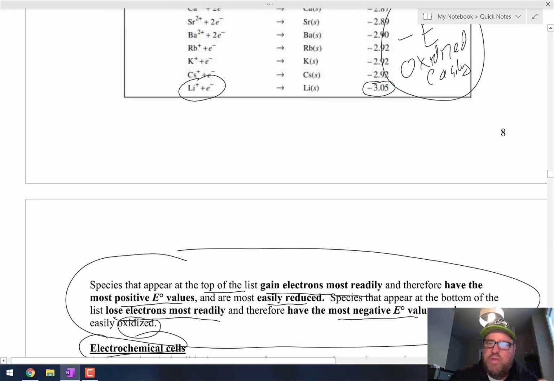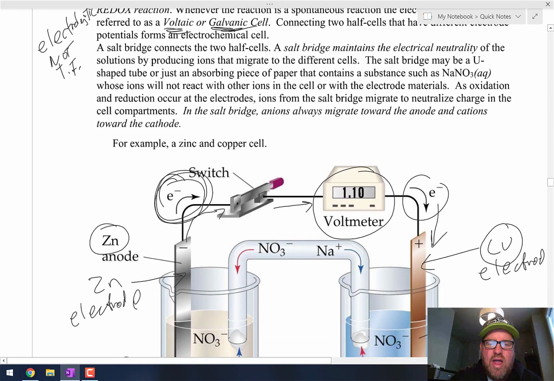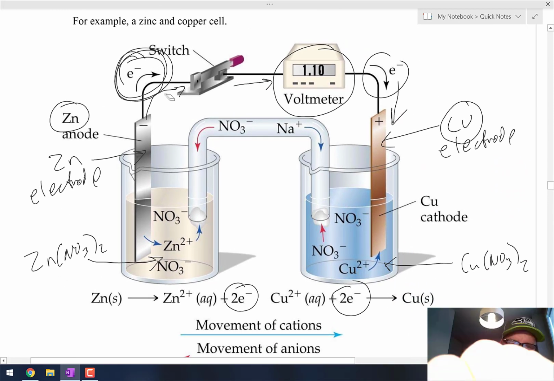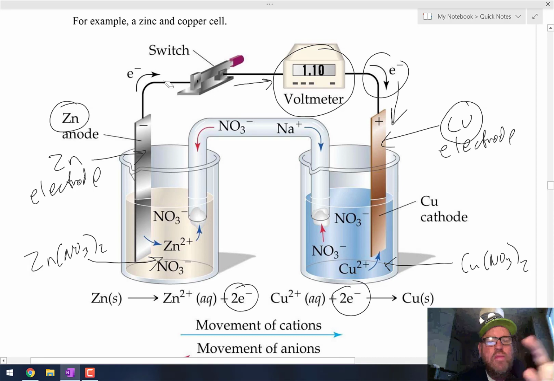There are lots of different ways we're going to be able to figure out which way the electrons flow, but that's one of them. We'll talk about others as we do more examples. The side where oxidation is occurring is called the anode.